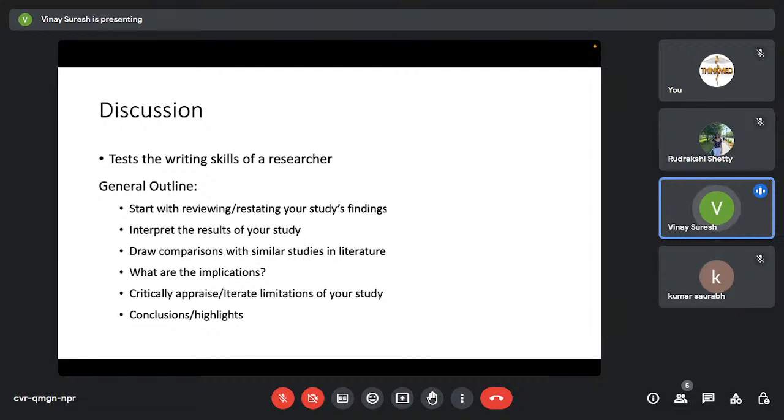You need to always end the discussion. If there's no specific conclusion section, you need to end the discussion summarizing the key findings and highlighting what your paper actually has to add to literature.